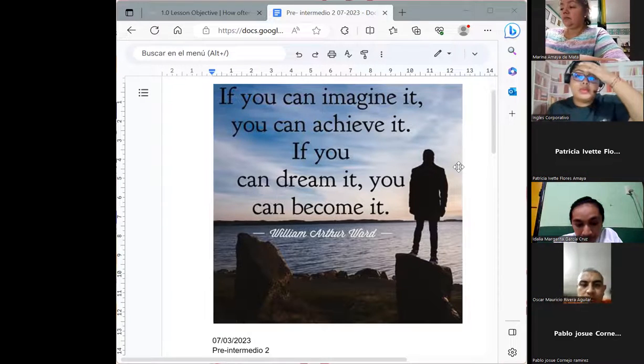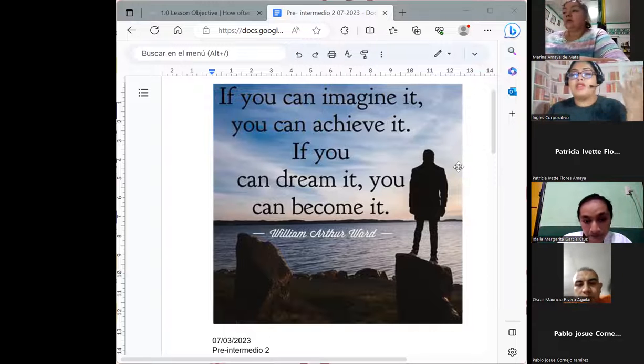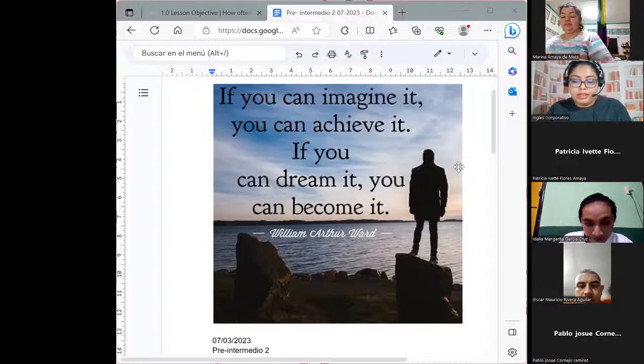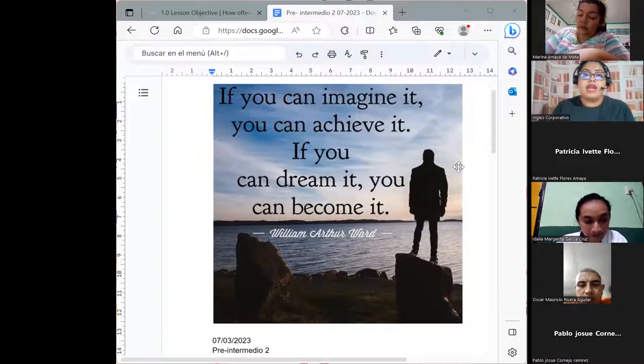It is very important that we keep this kind of phrase in mind, because we have a powerful mind, a powerful soul, so we can do everything that we want to do in our lives. So we are the kind of people that work for our dreams and for the things that we need to have in our life.